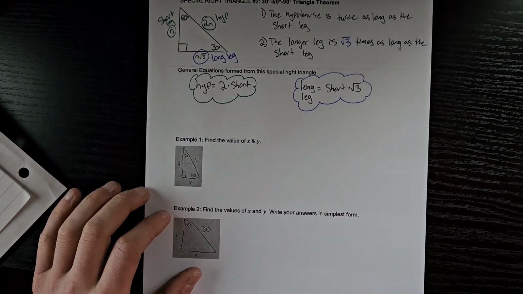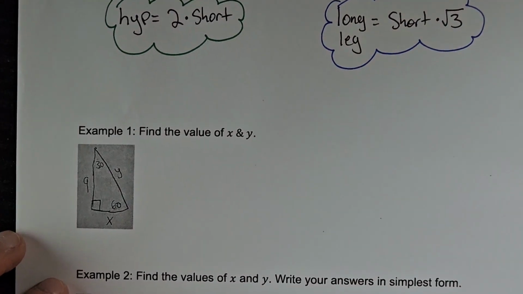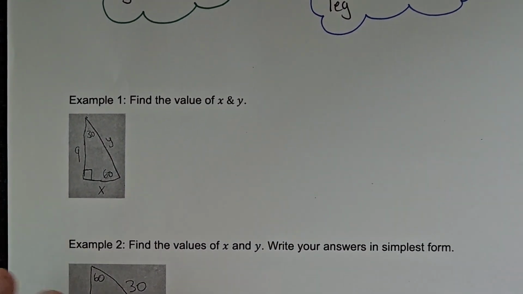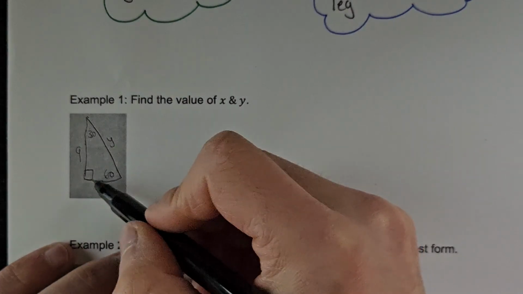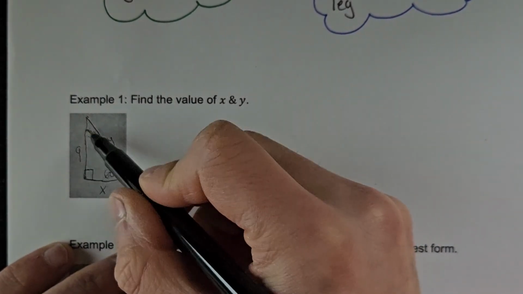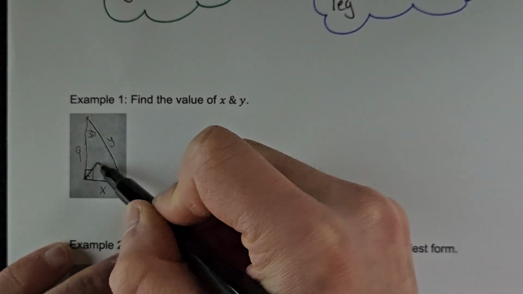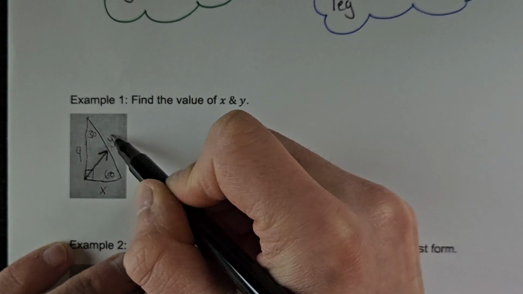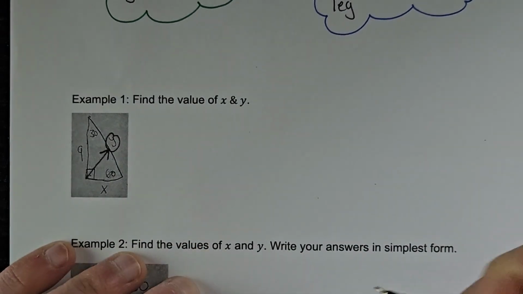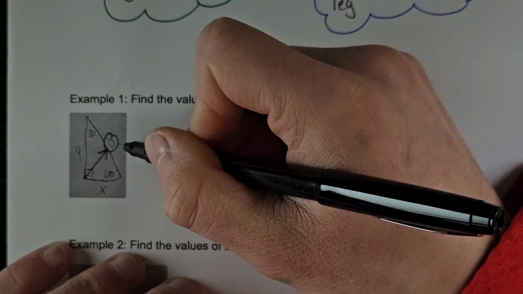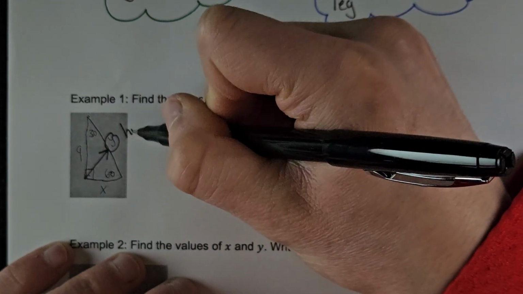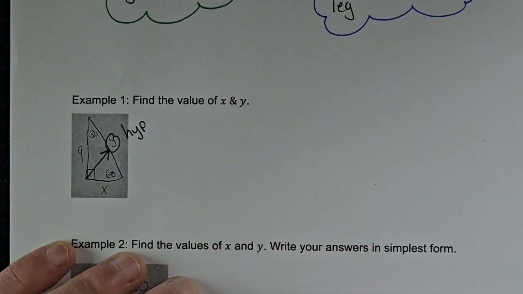Like with example 1, we need to determine what x and y are. Given that, looking at the picture itself, it's a 30, 60, 90 triangle. Going opposite of this right angle, I end up finding my y, which the opposite side from that right angle is always the hypotenuse, so y is going to be my hypotenuse.